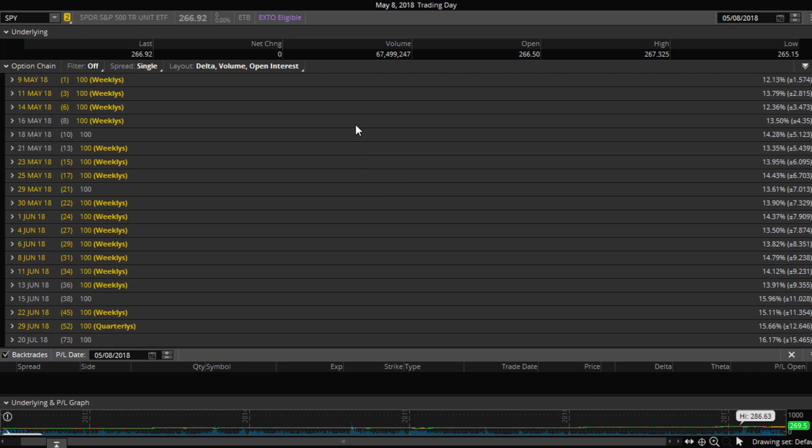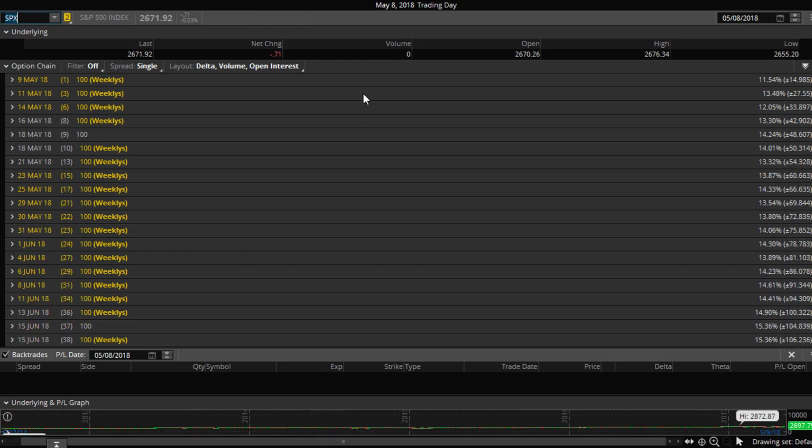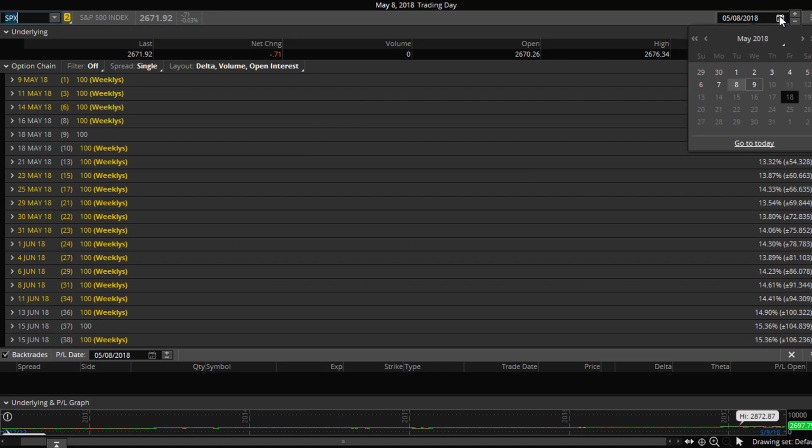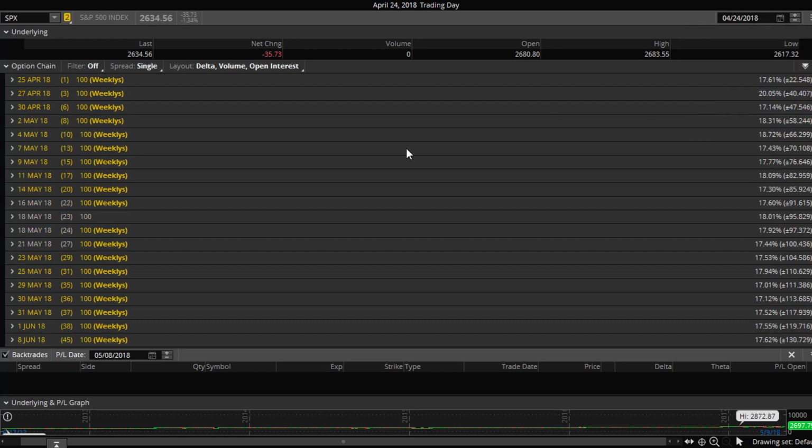Okay, so I'm in the thinkback tab inside of thinkorswim, and I prefer to trade SPX. So even though we're talking about SPY, this is perfectly applicable, I think, to SPX. So we're going to put that in there. And again, we're going to go back to the date for April 24, which was a Tuesday.